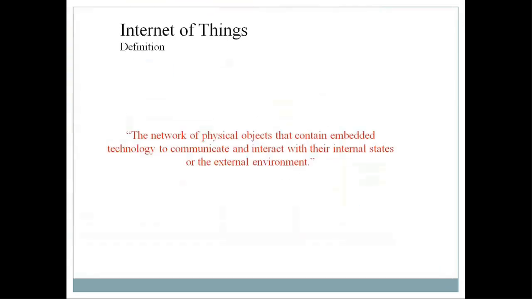So right now I'm moving towards the Internet of Things. First, the basic definition of Internet of Things is the network of physical objects that contain embedded technology, right, to communicate and interact with their internal states or the external environment. It is also just basic.